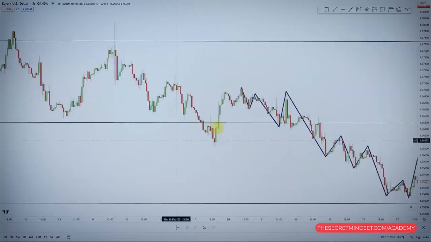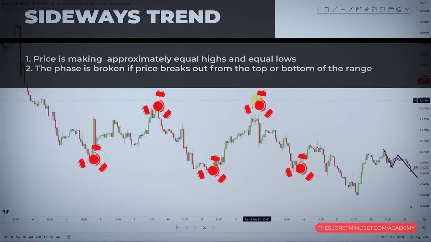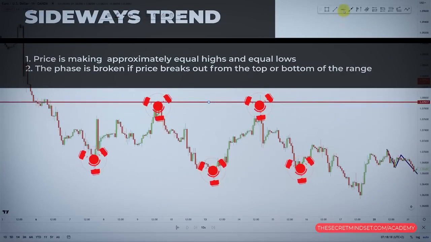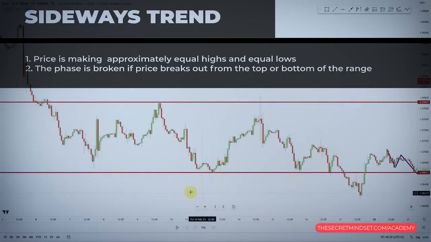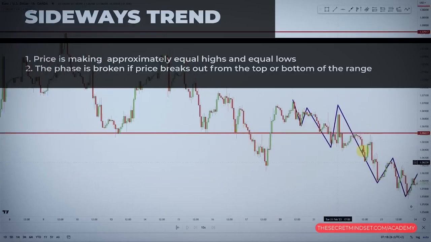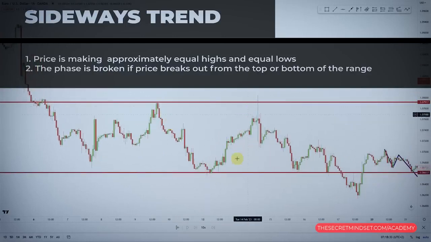A sideways trend is a trend that has approximately equal highs and equal lows. Price trends in a range during this point of the market, or better said, is in a consolidation phase, and markets can move in a period of consolidation for a long time. This trend is broken if the price breaks out from the top or bottom of the range. This could be the beginning of one of the first two trends.